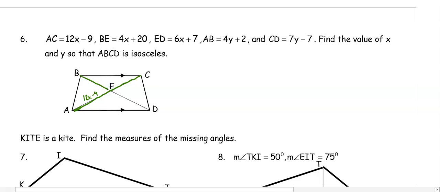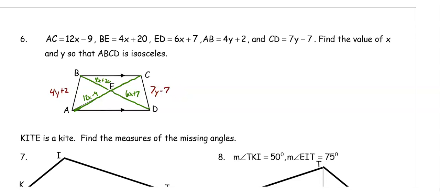BE is 4x plus 20. And ED is 6x plus 7. AB is 4y plus 2, and CD is 7y minus 7.